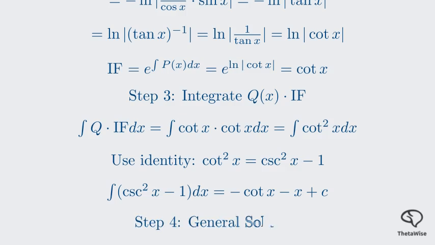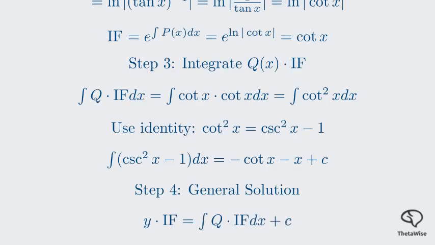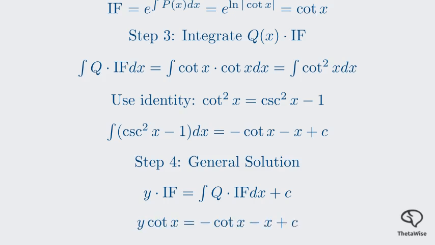Step 4. General solution. Our general solution formula is y times IF equals the integral we just found, plus c. Substituting in our IF and the integrated expression, we get y cotangent x equals negative cotangent x minus x plus c. And that is our general solution for example 4.2. Notice how critical it was to correctly identify the sign of P(x).